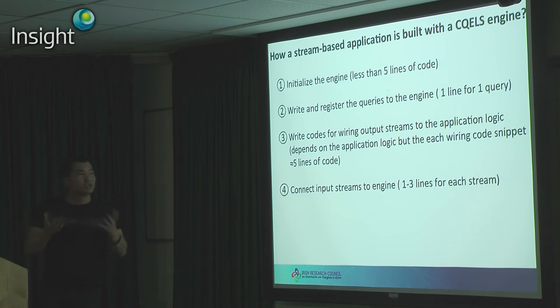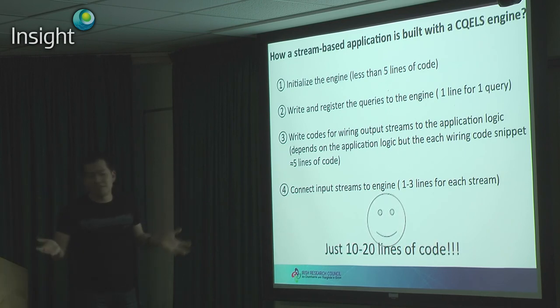Register the query. Assume that you know SPARQL a bit, it's easy to learn the query language. Write the code for connecting a stream to your application logic, around 5 lines of code, and then connect the stream into the engine. All processing will be taken care of by the engine. We hope to make the developer happy, because with around 20 lines of code, you have a system that can help you deal with performance more easily in stream processing.